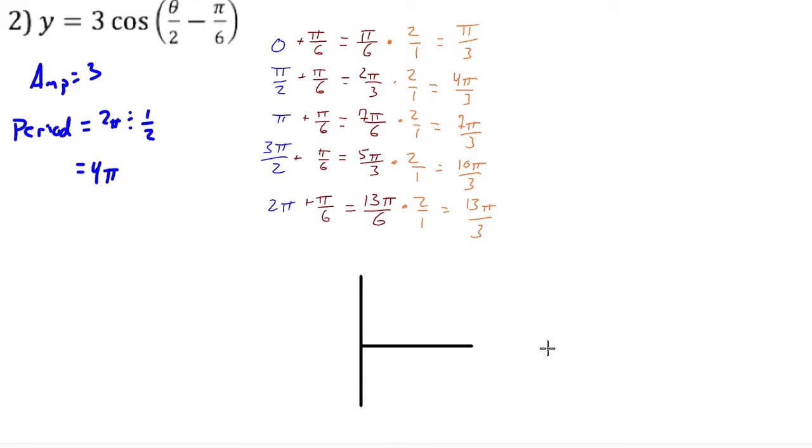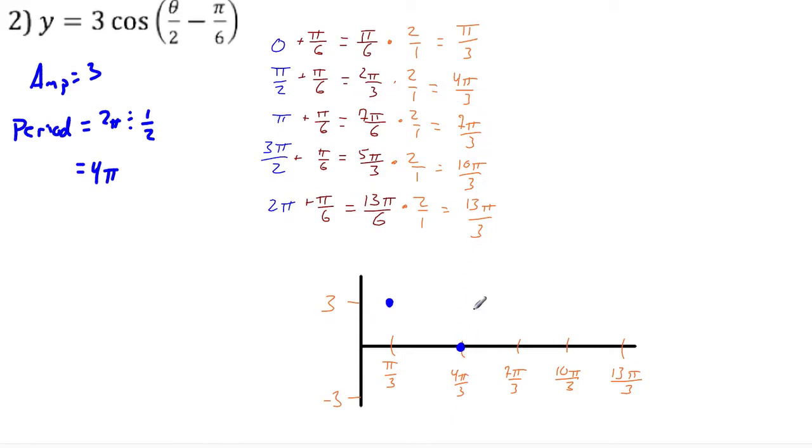So if I make my coordinate plane there, I'm going to start to the right, and so I'm going to have pi over 3, 4 pi over 3, 7 pi over 3, 10 pi over 3, and finally 13 pi over 3. On the y-axis, I'm going to go to 3 and down to negative 3. And again, graphing this, when I plug in pi over 3, I'm going to get 0. The cosine of 0 is 1, and 3 times 1 is 3.